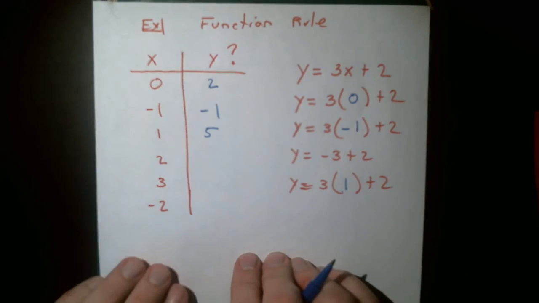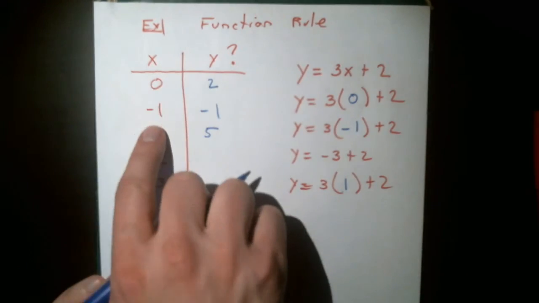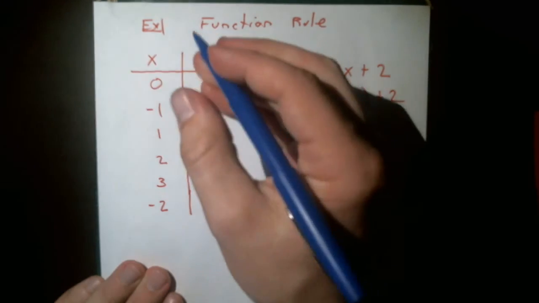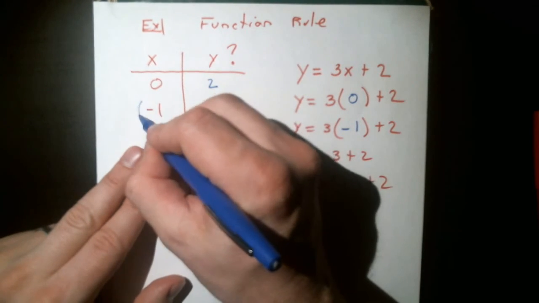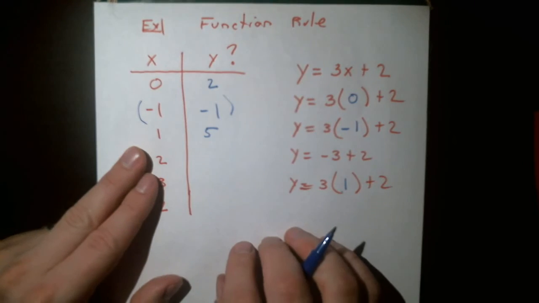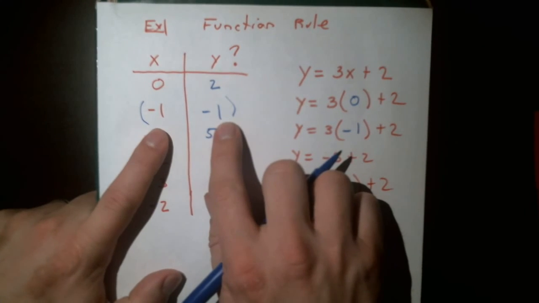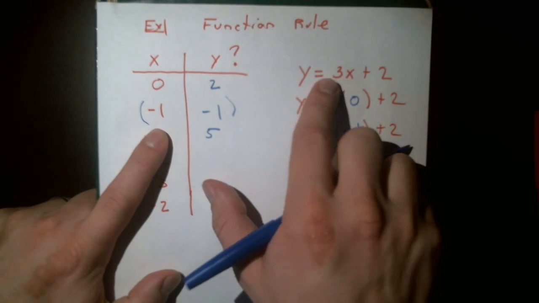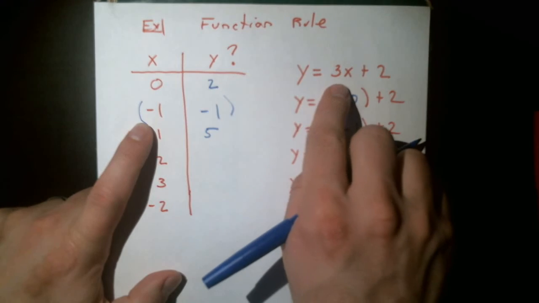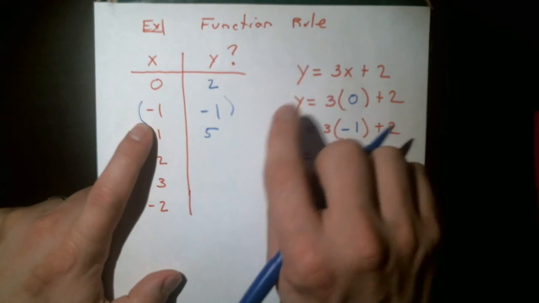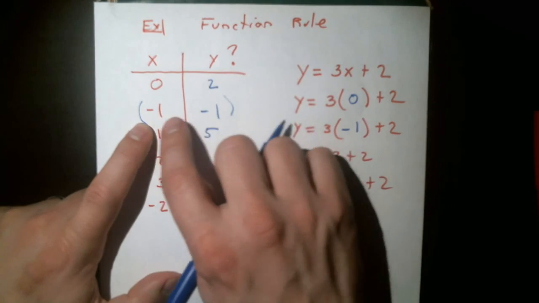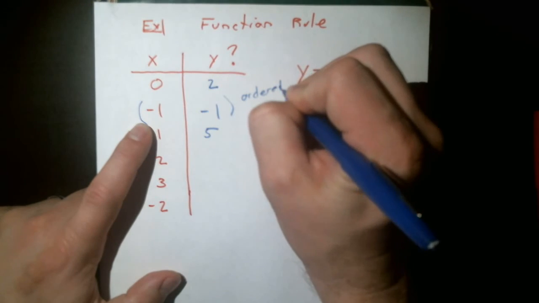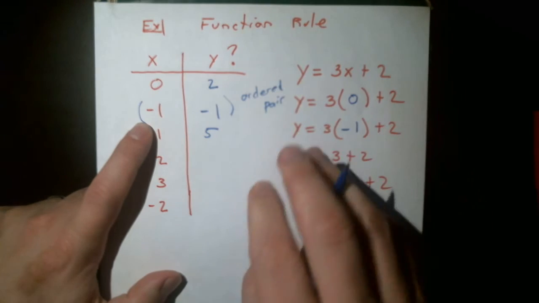Do you kind of see what's going on? So these are your inputs, and they give you your outputs. And if you would have graphed this, there's your ordered pair. If you would have graphed these points, you would get this line. So that's kind of what you're getting here. You're getting these ordered pairs.